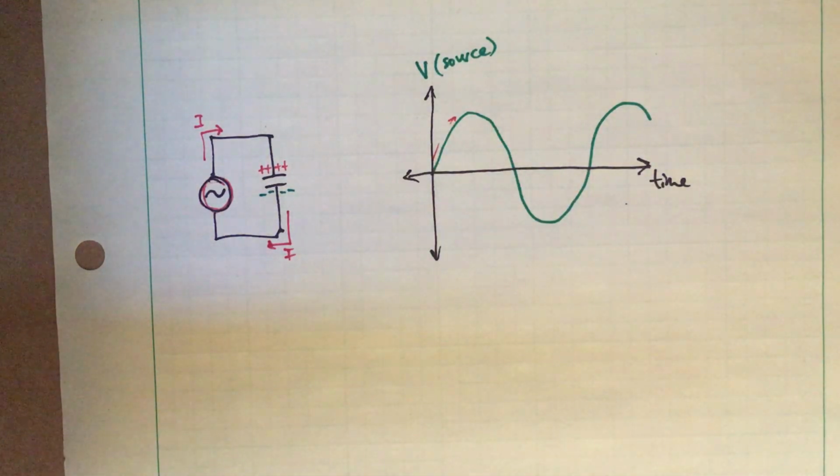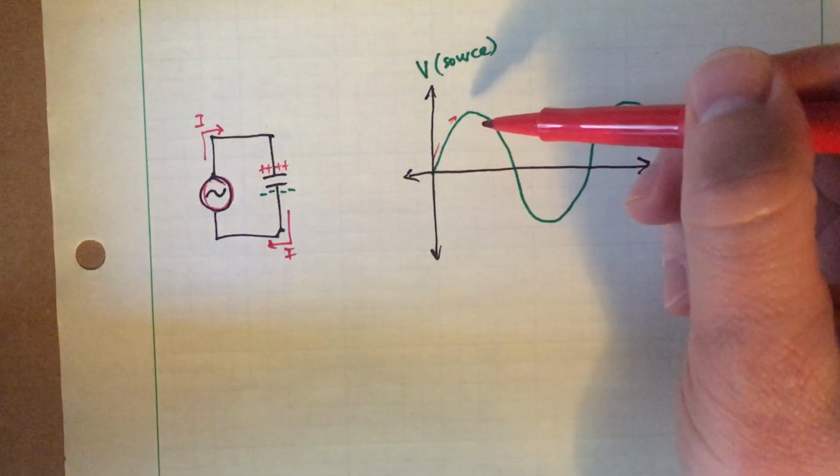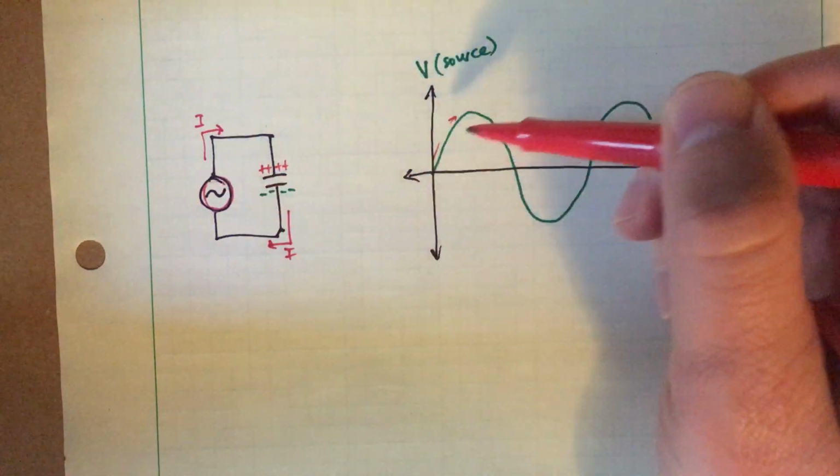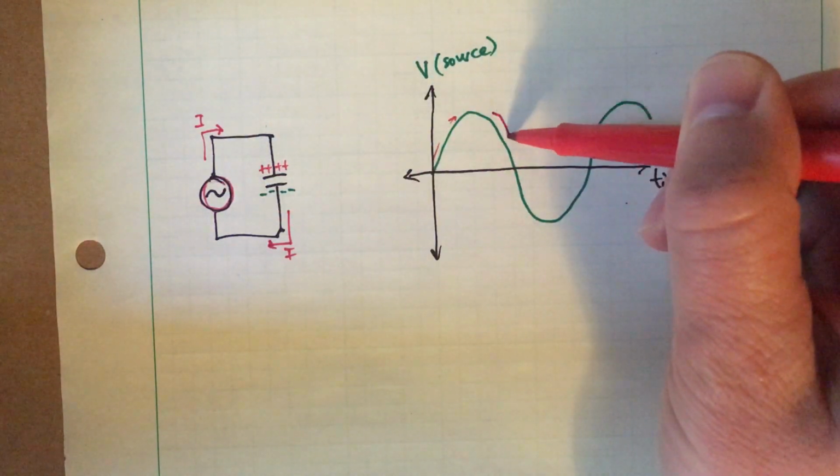However, once you start decreasing, you get up to a peak in voltage supplied by the AC source, and now we're starting to decrease.